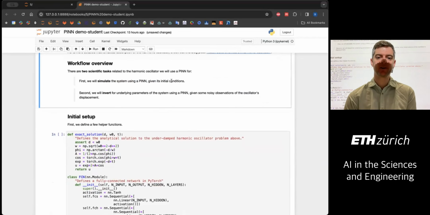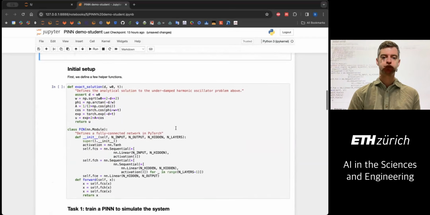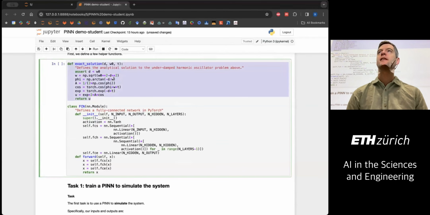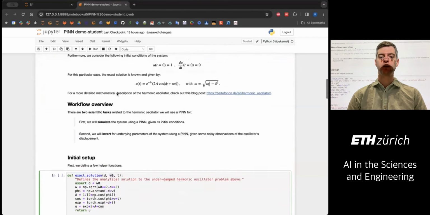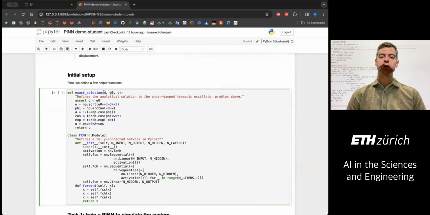Okay, so the first thing we're going to do is just simulate the system using the PINN. So we're going to try and solve this differential equation. I've got a couple of predefined functions here. This is just a function that computes the exact solution given some parameters. So here omega 0 is the base frequency of the solution, which just depends on the spring constant and the mass. And again, delta here determines how much dampening we have, and it depends on the coefficient of friction and the mass. So given these two values, we can figure out what the exact solution is.